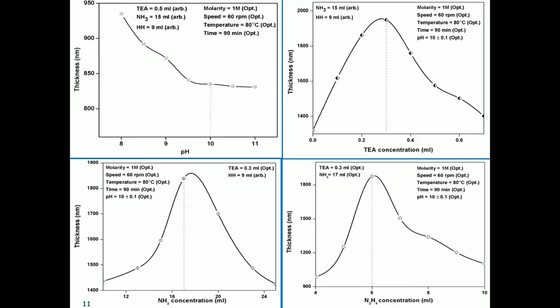In our case, the hydrazine hydrate concentration in the reaction bath was therefore varied from 4 ml to 10 ml, and films were obtained under the optimized condition of different parameters. So the optimized hydrazine hydrate was 6 ml.